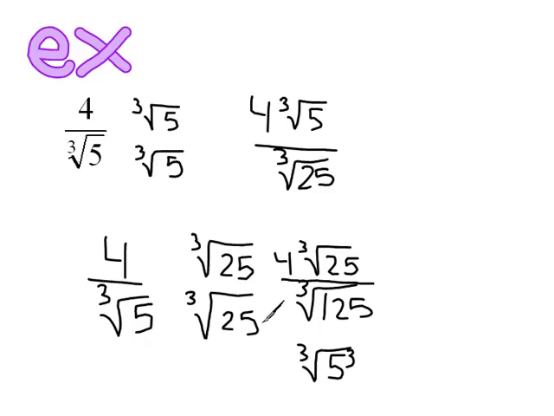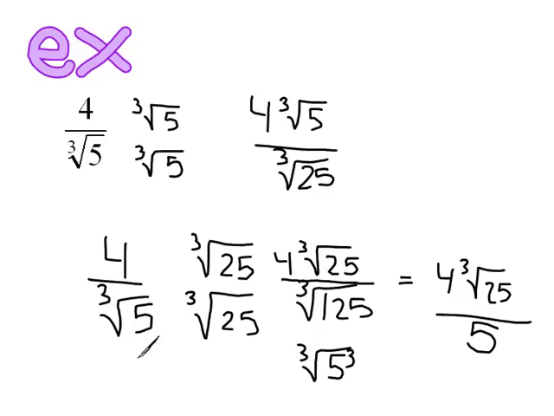Now, just to finish this up, let's say what is the cube root of 125? What is in my denominator? 5 maybe? Right? So that would be the final answer.